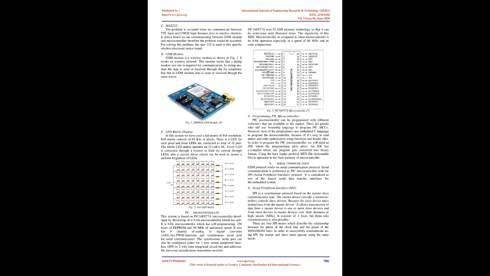8. LED matrix display. In this system we have used an LED matrix of 8x8 resolution. An 8x8 matrix consists of 64 dots or pixels. There is an LED for each pixel, and these LEDs are connected to a total of 16 pins. The whole LED matrix operates on 12 volts DC. Every LED is connected through a resistor to limit the current through the LEDs, and a current driver circuit can also be used to ensure uniform brightness of the LEDs. Fig 2, 8x8 LED matrix.